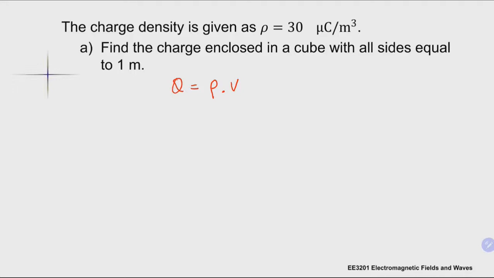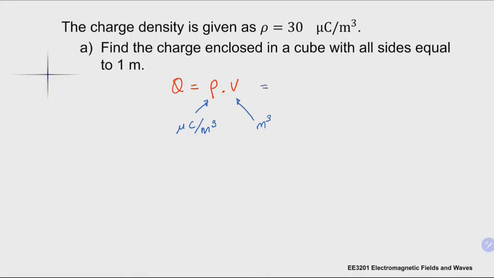Okay, so this is a very simple example. Charge density has a unit of microcoulombs per meter cubed. Volume has a unit of meter cubed, and therefore we multiply the charge density with the volume, and that gives us the charge, which is in coulombs. So this just illustrates the equation: the charge density multiplied by the volume gives you the charge.